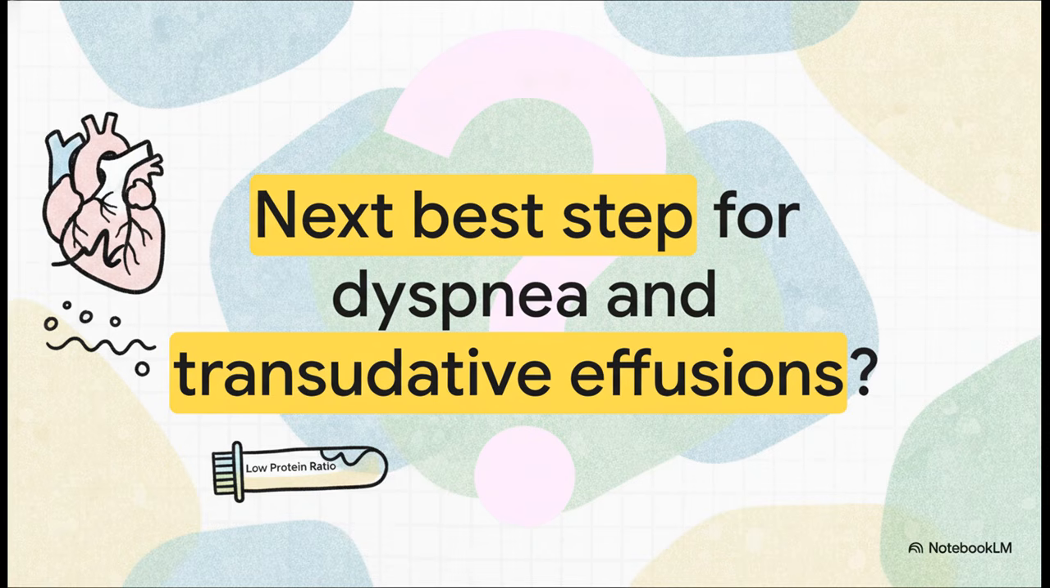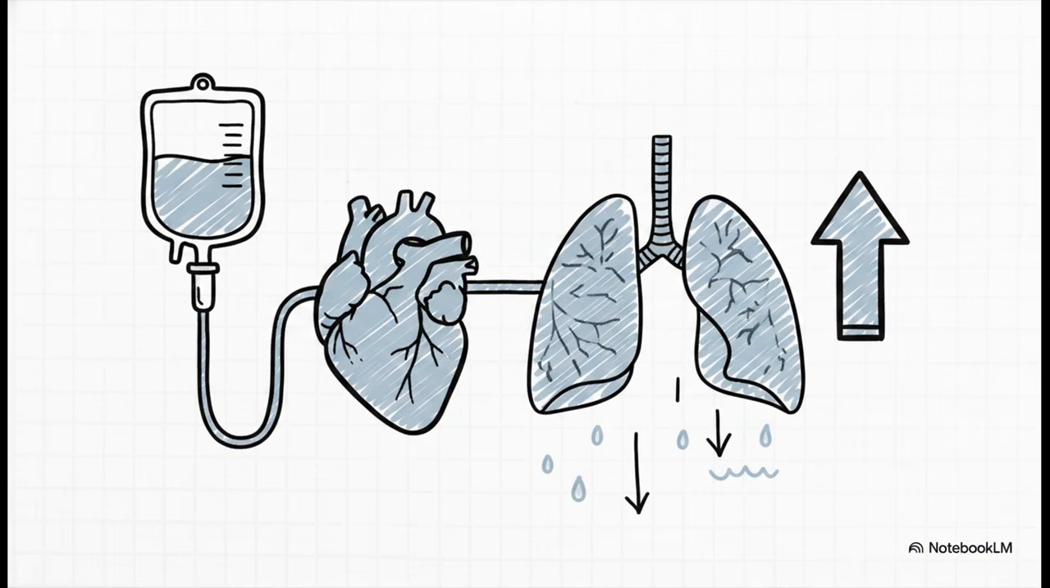Pay really close attention to those clinical clues. That left bundle branch block, it's a classic surrogate for left ventricular hypertrophy pointing to chronic pressure overload. And that ratio of less than 0.5, that is a textbook Light's criteria finding. And the correct answer here is intravenous loop diuretics like furosemide.